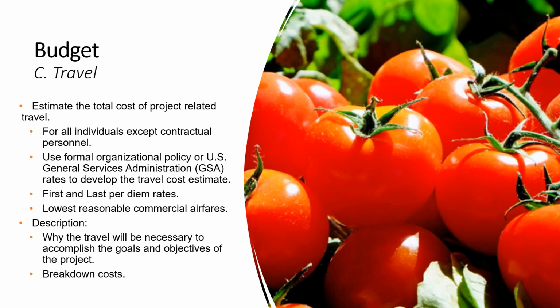These can be found on the GSA website, www.gsa.gov. A link is provided in the RFP. Please note that per diem rates for the first and last days of travel are not the same rates as full travel days. For airfare, applicants must use the lowest reasonable commercial airfares. In the description box, describe why the travel is needed to accomplish the project objectives and provide a breakdown of costs. Again, a reviewer should be able to determine that all requested costs are reasonable, justified, and used to support the stated goals and objectives of the project.